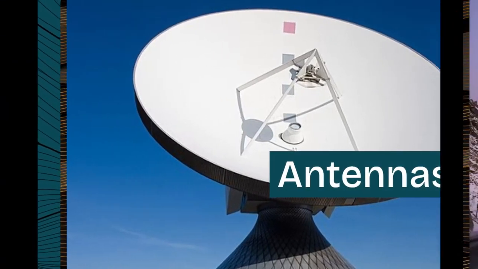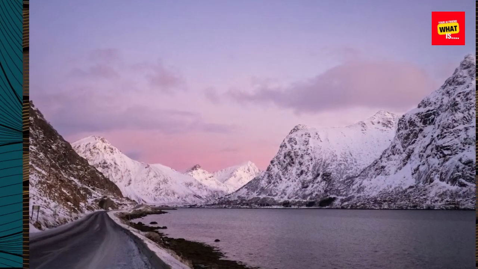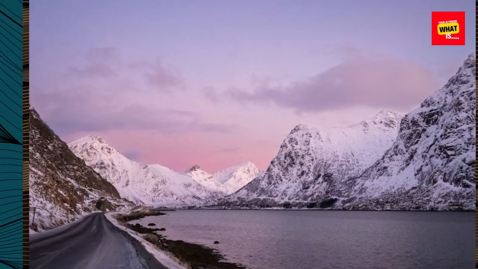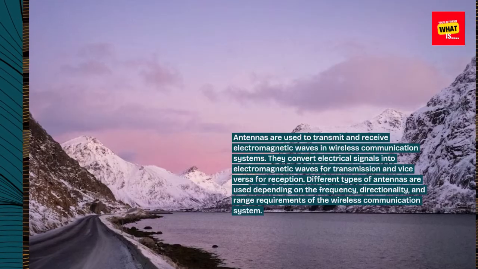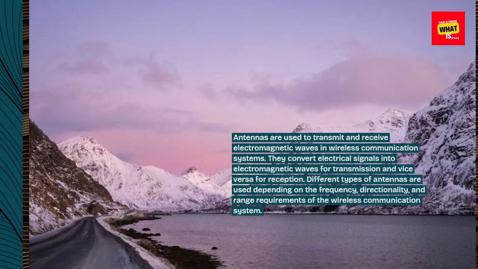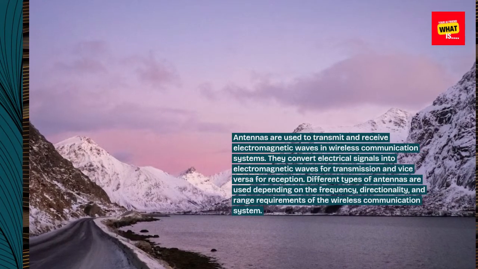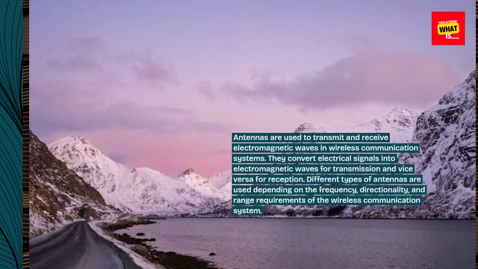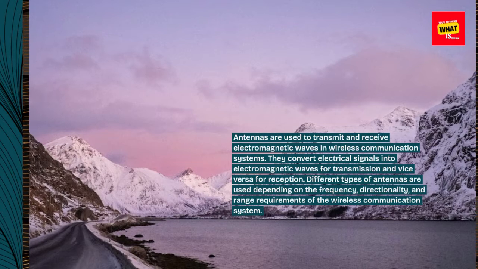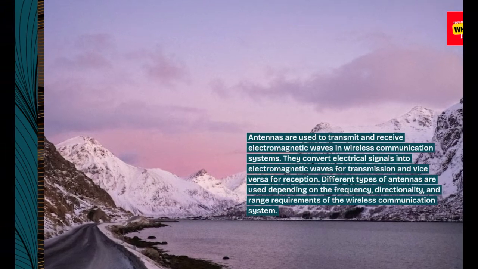Antennas. Antennas are used to transmit and receive electromagnetic waves in wireless communication systems. They convert electrical signals into electromagnetic waves for transmission and vice versa for reception. Different types of antennas are used depending on the frequency, directionality, and range requirements of the wireless communication system.